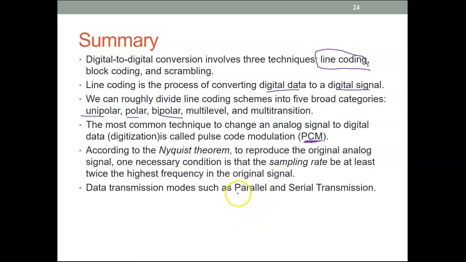And at the end, we talk about parallel and serial transmission of signal. Parallel means we send many bits at the same time. Serial means you send each bit separately, one by one. So this was lecture 4.